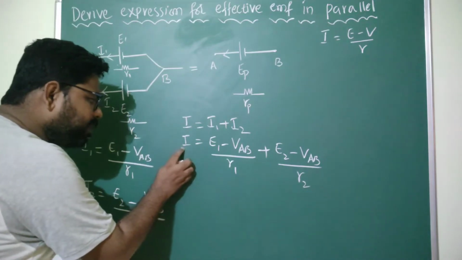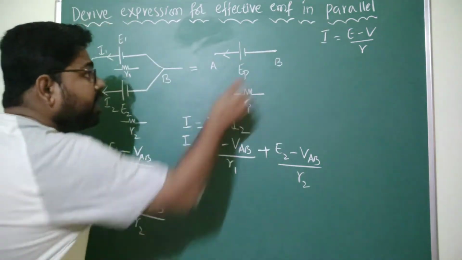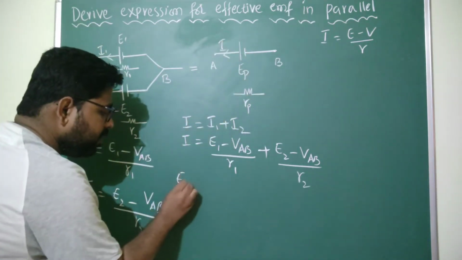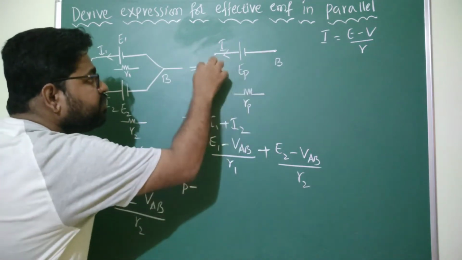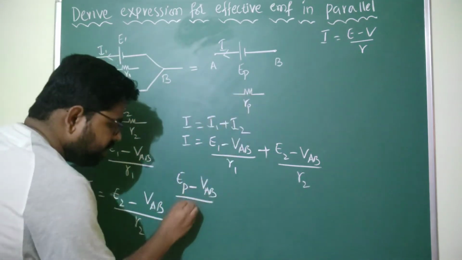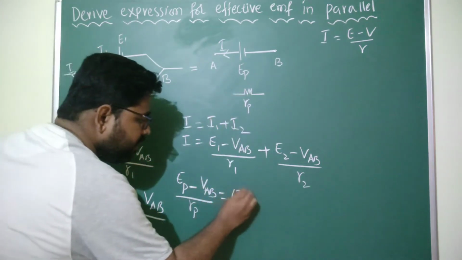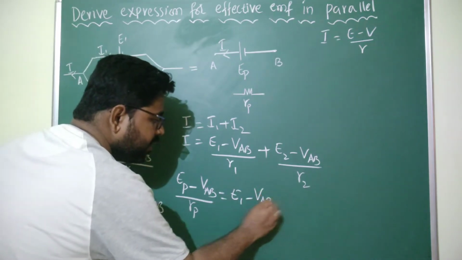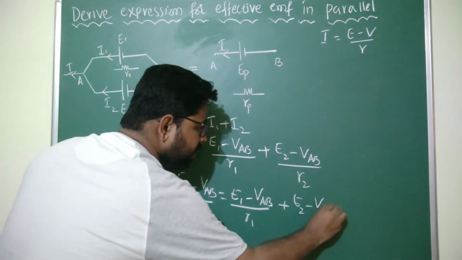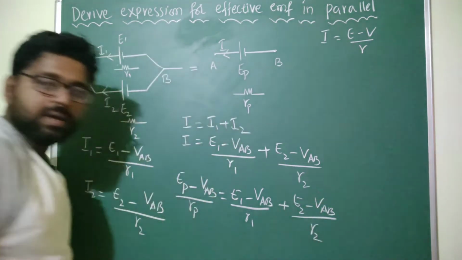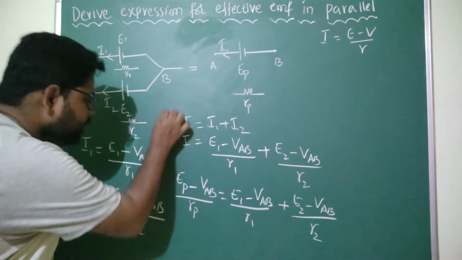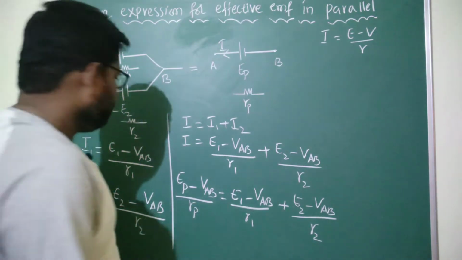Now let me write the expression for I using the same formula. I is equal to E minus V by R. What is E here now? E is EP. So it is EP minus VAB divided by R. What is R here? The effective R, that is RP. This is equal to E1 minus VAB divided by R1 plus E2 minus VAB divided by R2. This is the equation. Now let us take the LCM of this.